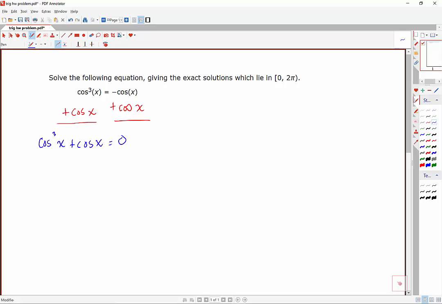Now we've got a common factor of cosine of x. We can't just divide out a cosine of x because it's going to leave out the solution where cosine of x could equal 0. So we're going to factor out cosine of x and we'll be left with cosine squared of x plus 1, and then we have it equal to 0. So we'll get cosine of x is 0, or cosine squared of x plus 1 is 0.